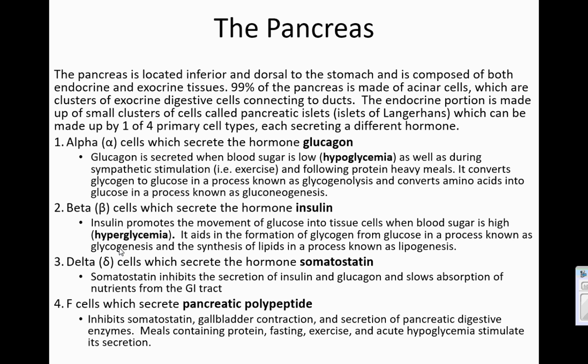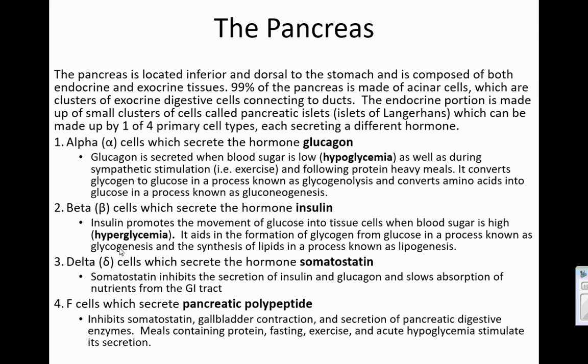And we also will convert amino acids into glucose, which is that same term we saw on the previous page or 2 pages ago, gluconeogenesis. So there is a third function or stimulus for release, which is protein-heavy meals. And most of the time, though, we're going to probably have some form of carb in our diet as well.